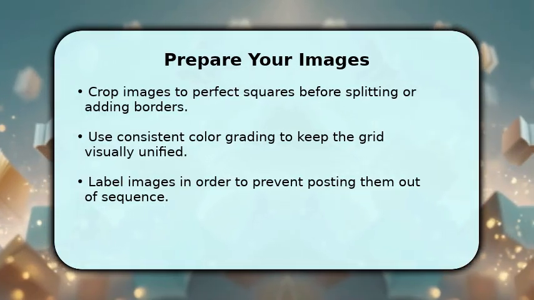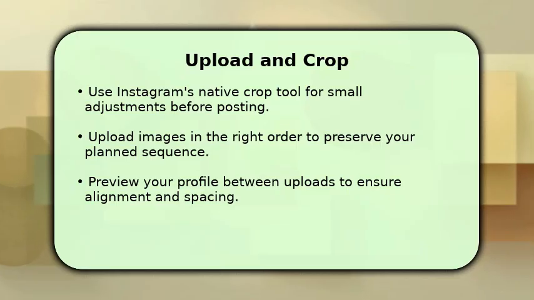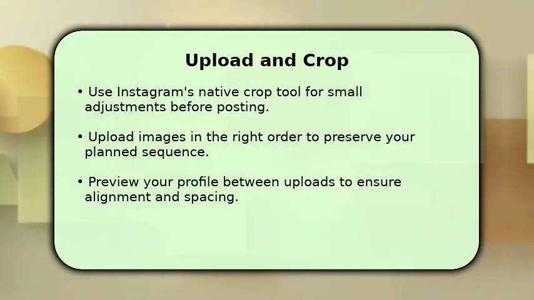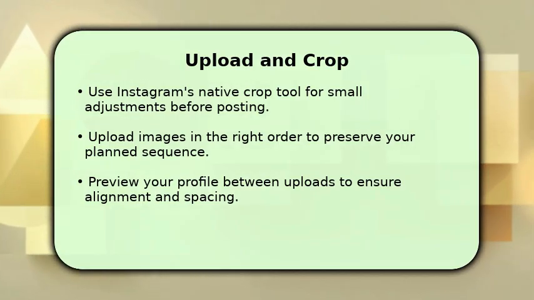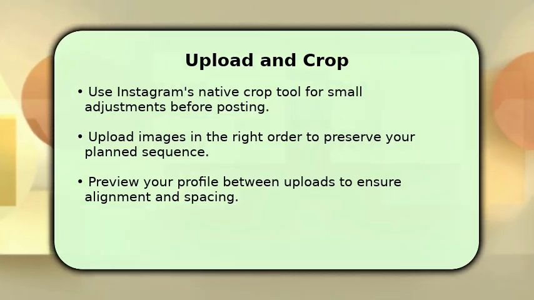When uploading, choose each square in the exact order that matches your planned layout to keep rows and columns correct. Make only small crop adjustments inside Instagram to avoid shifting your carefully arranged grid. After posting each image, quickly check your profile view to ensure the squares align and colors flow as intended. If something looks off, delete and reupload immediately to maintain a polished, consistent look.